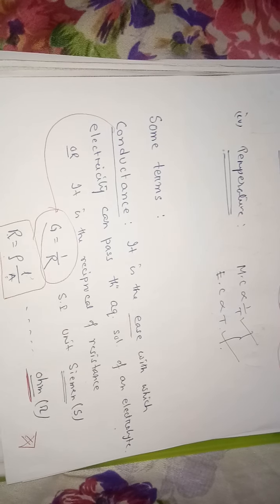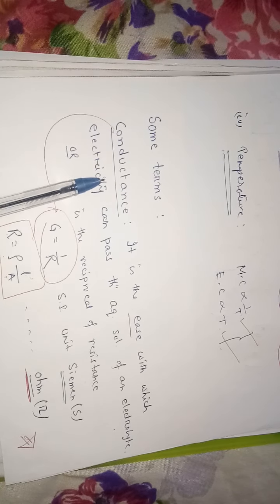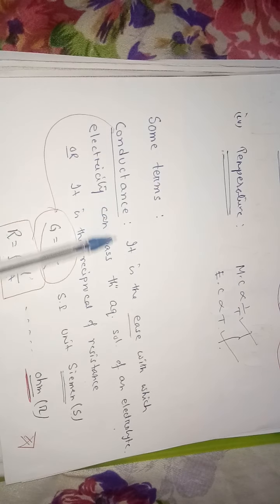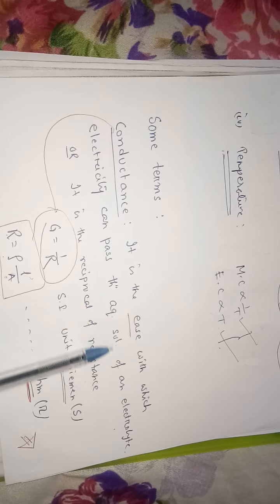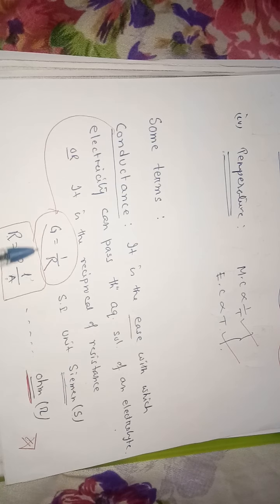Very good, dear student. Today we will take some terms. First one is conductance. I think in last class I have also taken this one. Again I am taking conductance. It is the ease with which electricity can pass through aqueous solution of an electrolyte, or it is the reciprocal of resistance. So conductance G is 1 by R.